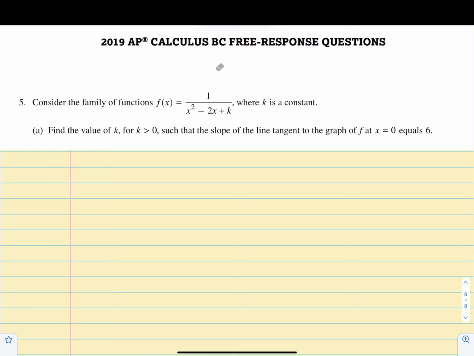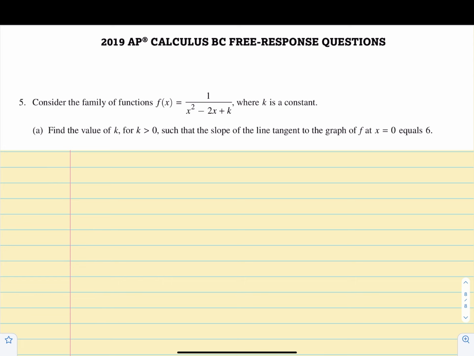Here is our AP Calculus BC, question 5. Let's do this together. Consider the family of functions f(x), given here, where k is a constant. Find the value of k, for k bigger than 0, such that the slope of the line tangent to the graph of f at x equal to 0 is equal to 6.